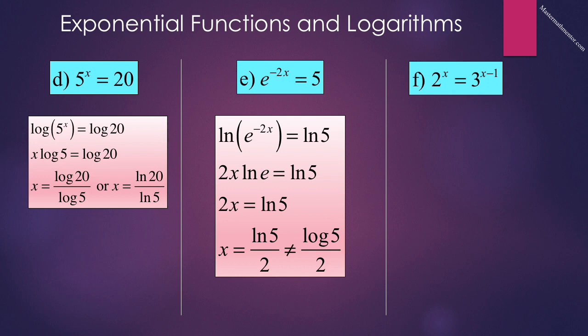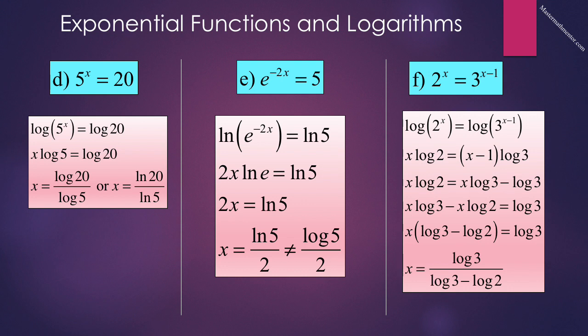over 2. Note that this answer, natural log 5 over 2, is not the same as log 5 over 2. The reason is, even though we can take the log of both sides, when we take the log of both sides, we would also have the log of e. When we had the natural log of e, that was 1. But log of e is not 1. So be very careful. They are not interchangeable answers.